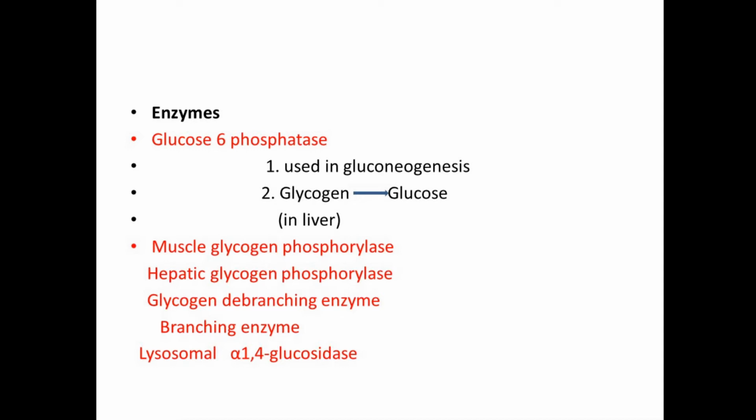As is clear from its name, the next enzyme is for debranching. If you look at the structure of glycogen, it has a linear structure and branchings. The linear structure is made up of alpha 1,4 glycosidic bonds, and the branchings are made up of alpha 1,6 glycosidic bonds, and this enzyme is for the breakdown of the alpha 1,6 glycosidic bond.